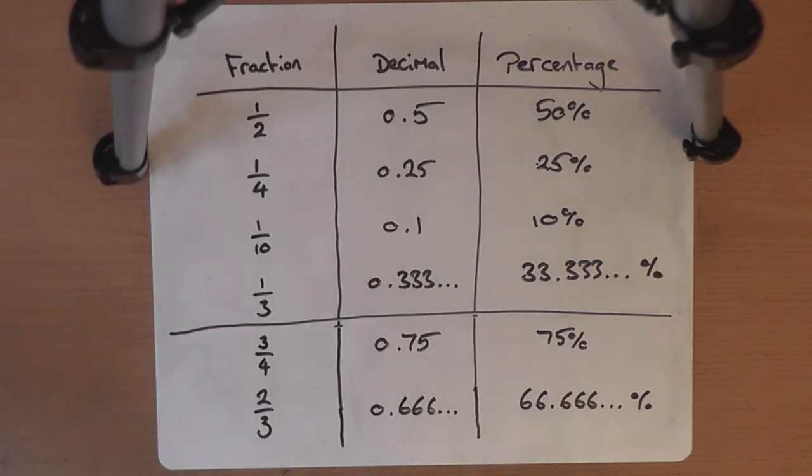Again, do you need to know these conversions by heart? No, but it is helpful if you can recognise at least those first 4, because these extra 2 can come out of that. If you can recognise a half, 0.5, 50%, quarter, 0.25, 25%, and the other 2 for a tenth and a third, that is particularly useful because you'll be able to write those down quickly straight away without having to use your calculator.